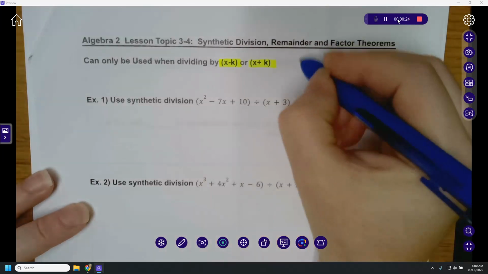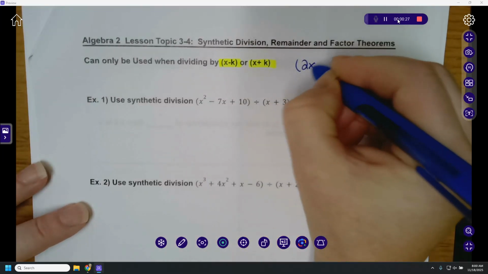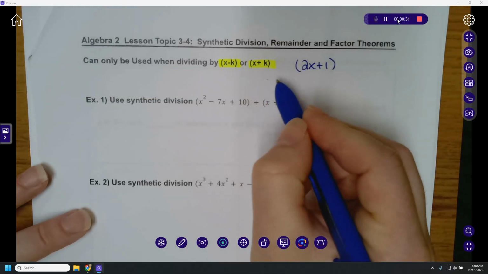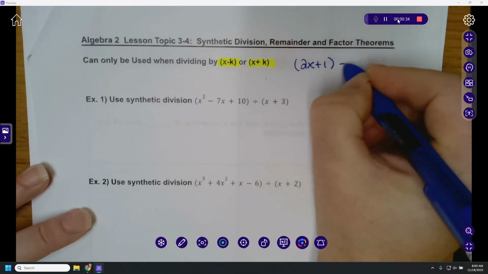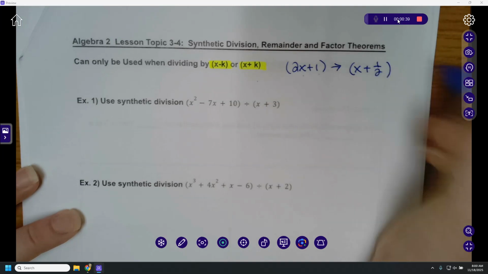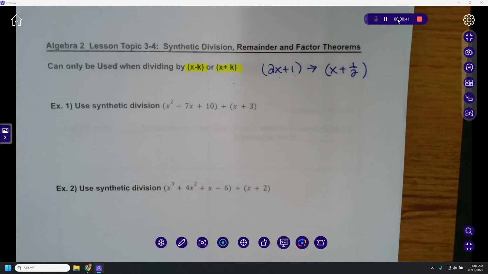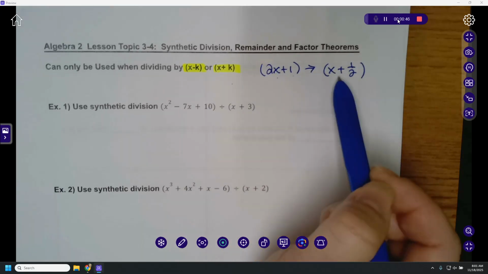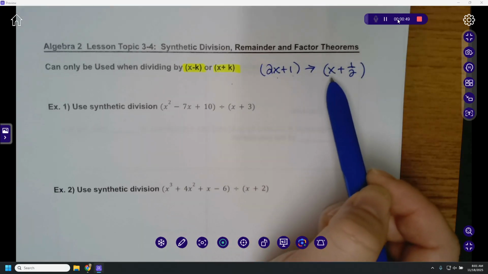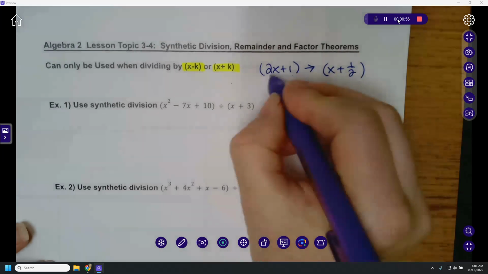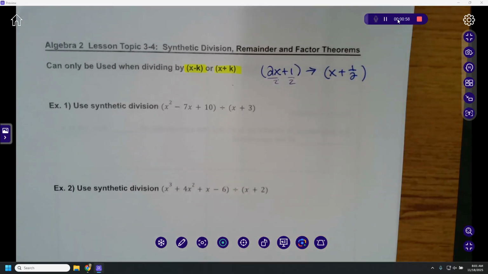Just be aware, let's say you have something like this. Does that look exactly like that? It does not, but what we could do is divide both things by 2, and we would write it as x plus 1/2 instead. So we can use it to divide things that look like this as long as the degree is 1, but we would want to switch it so there's just an x in front. Did you guys see how I did that? I just divided both things by 2.